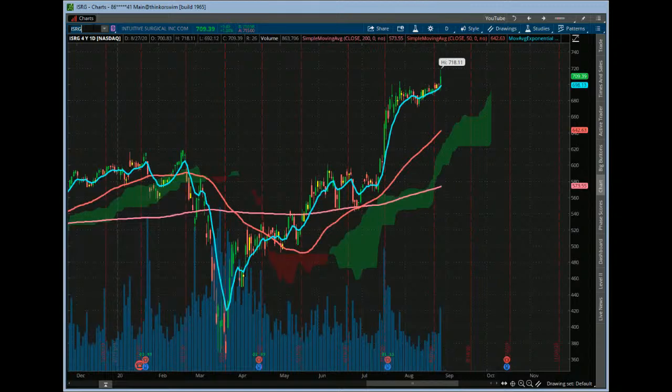ISRG, iSurge, guys, this one is Intuitive Surgical. This is a tough one to trade. It's up to $709.